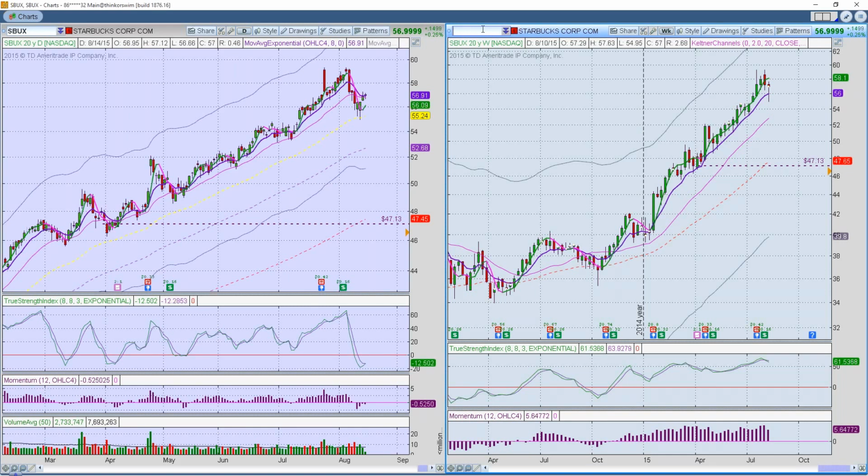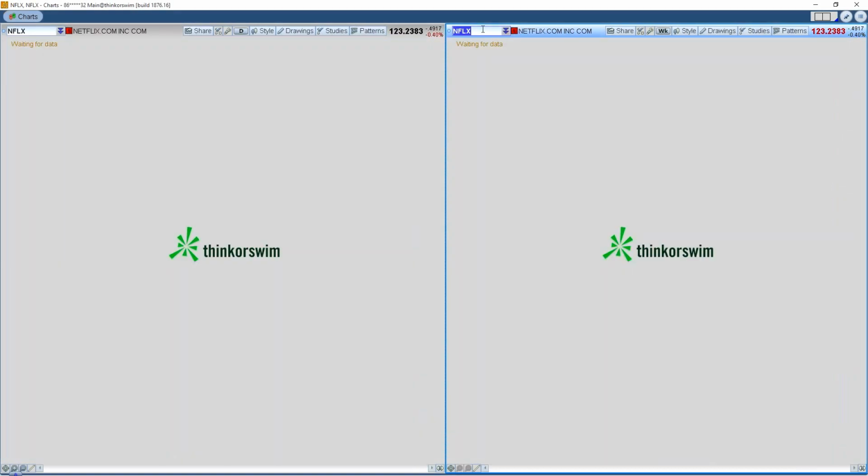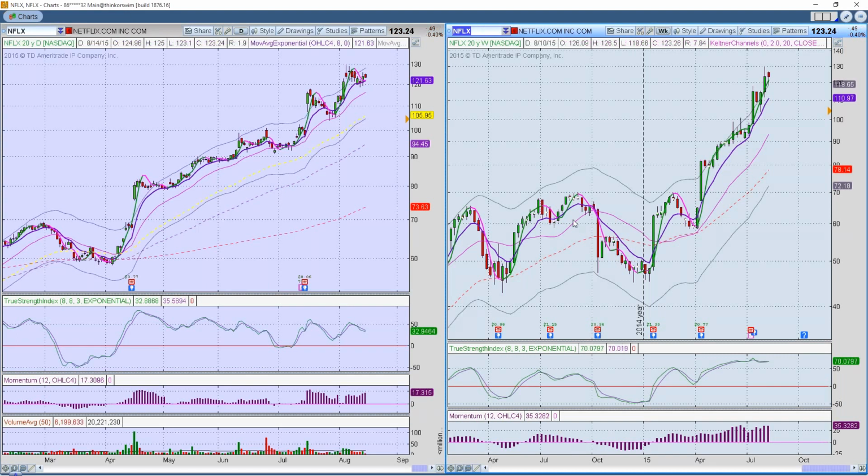Okay, Netflix. Netflix was holding up fairly well at the beginning of the week with a huge market sell-off. It did not sell off. It got back here to the 8-day moving average and did a little bit of a rebound. The true strength indicator is up here at a high and making a little bit of a negative divergence. Same thing over here. We had this high here.